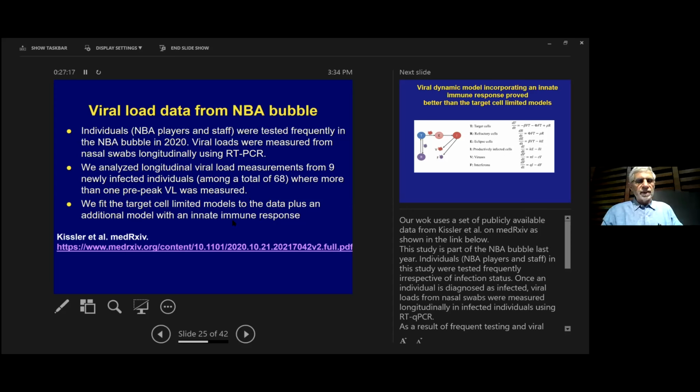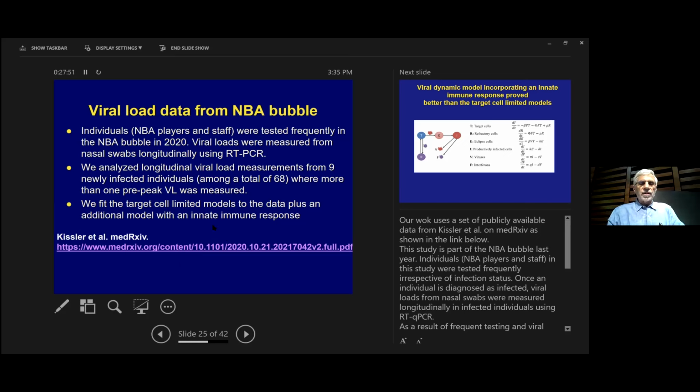There's a data set that's in this preprint, Jonathan Grad from Columbia is a senior author, and my colleague David Ho, who had gotten the NBA to do this, is also another author. In this preprint, they have measurements from 68 individuals where there's more than one pre-peak viral load, and we're doing some work on that. But here I'll just show you the data from 9 newly infected individuals where we actually can see the upslope, and I'll show you that in a second.